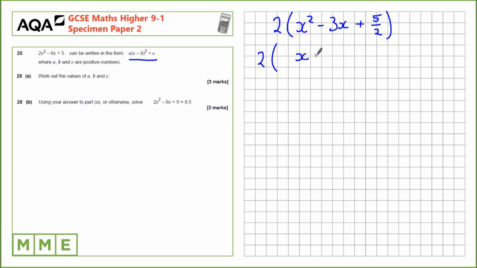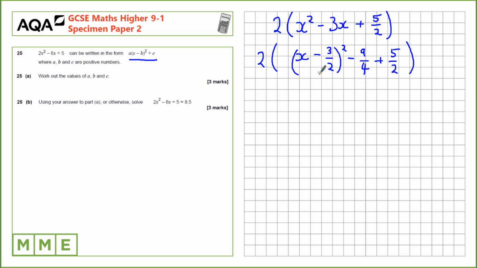Our method for completing the square is to divide this number by 2, that's 3 over 2, and put it inside a square bracket. We now need to adjust this because this isn't the same as this expression. Minus 3 over 2 squared is 9 over 4. We'll take that away, and that will leave us with x squared minus 3x. This is equivalent to x squared minus 3x. So to make sure that this is equivalent to the whole thing, we need to add on 5 over 2.